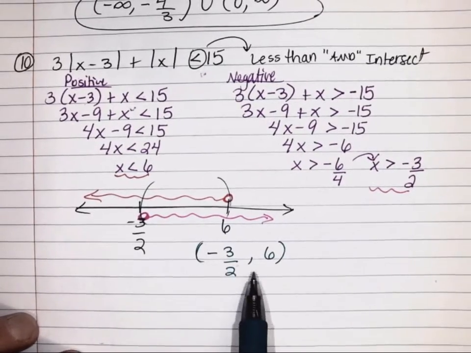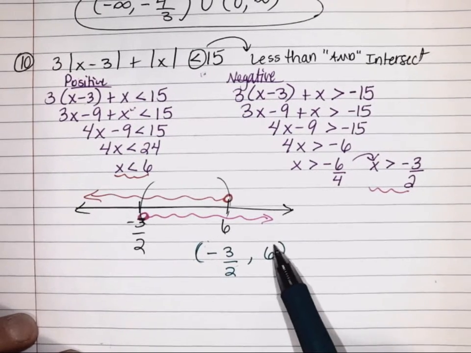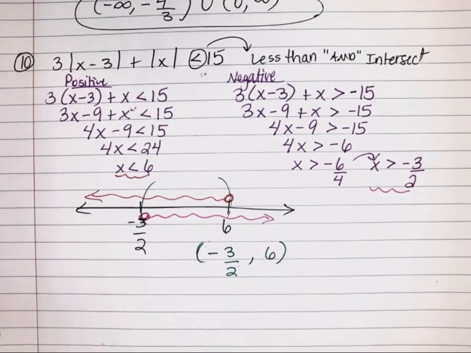It starts at negative 3/2. I put parentheses because it's open on that pink solution, but it stops at 6, and I put a parenthesis around it because it's open on the red solution.